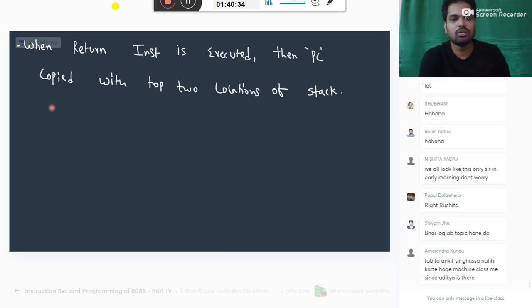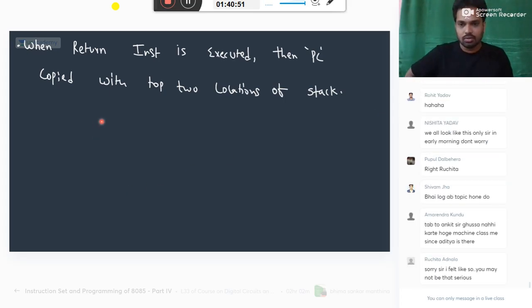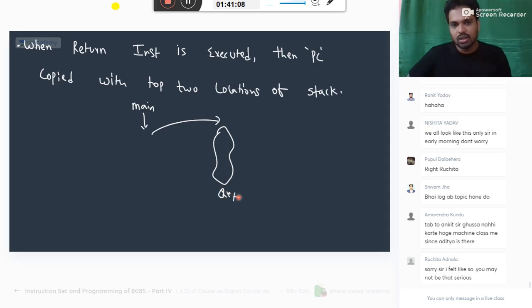Okay, so generally return should be followed by call. Call instruction followed by return. Our subroutine should have this return instruction. So listen here. When you call, what happens? You take the main program, you call the subroutine. In the subroutine, you are doing some job, you say return, it will come back.